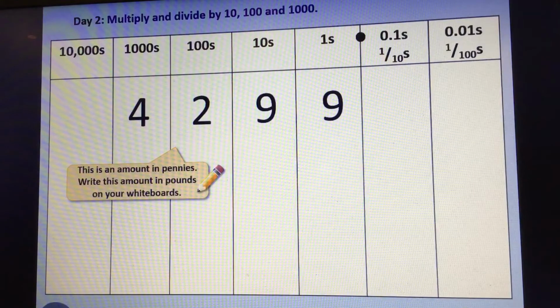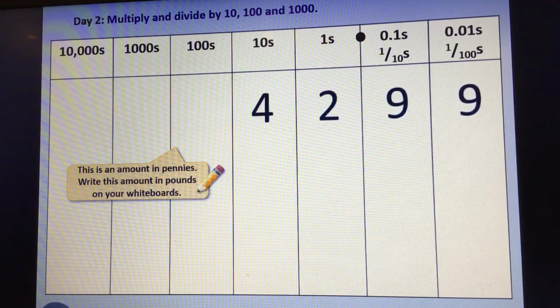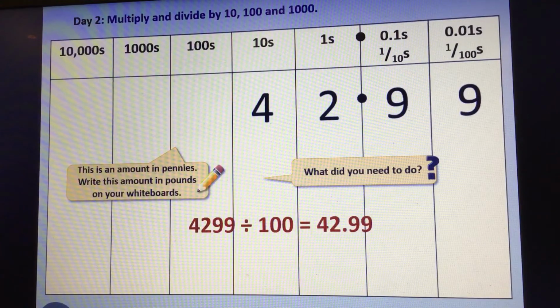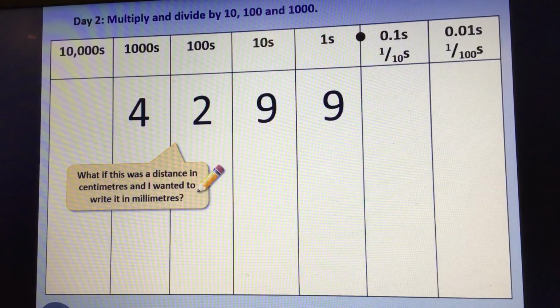Now I've got 4,299p. We don't normally say that, do we? Can you write this in pounds? Write it on your whiteboard or your piece of paper. You can pause it if you want, and I'll come back to you in a sec. Okay, hopefully you got the answer here, which is actually 42.99. We divided it by 100. So it's £42.99.